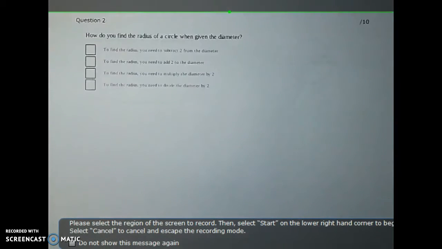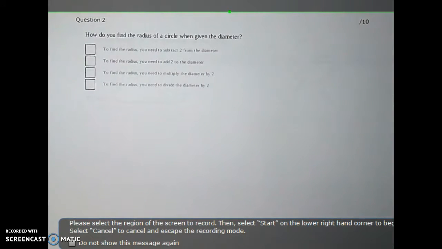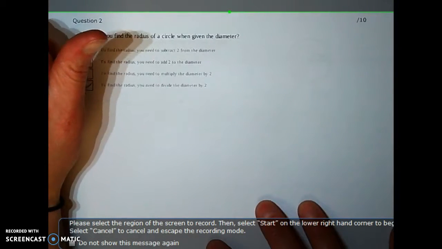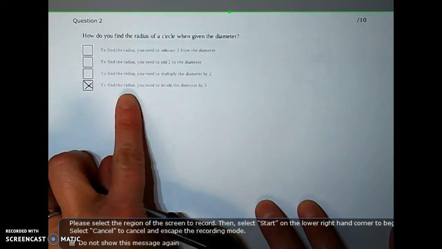The next example reads, how do you find the radius of a circle when given the diameter? Since the diameter is all the way across the circle and the radius is just halfway across, that means that the radius is half of the diameter. So if we want to find the radius of a circle when given the diameter, we're going to do the last thing here. As it says, to find the radius, you need to divide the diameter by 2.